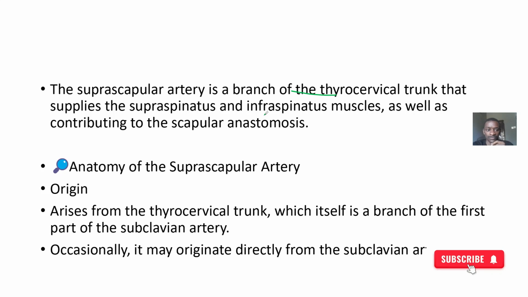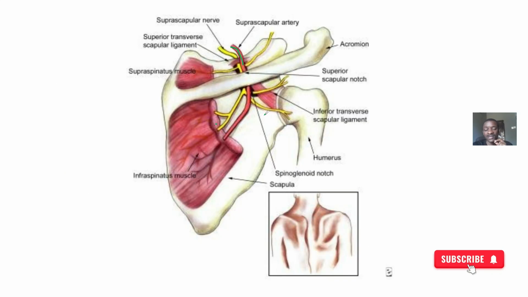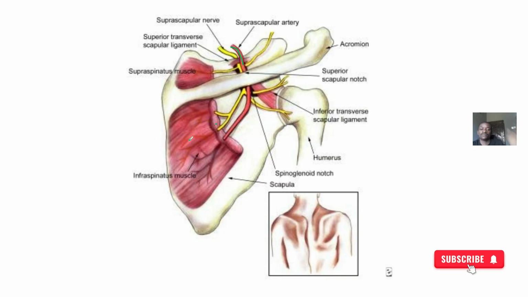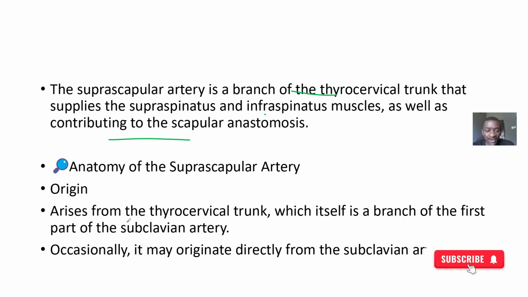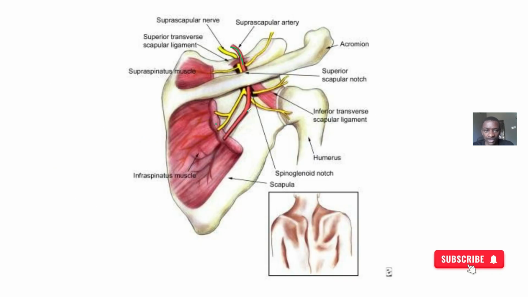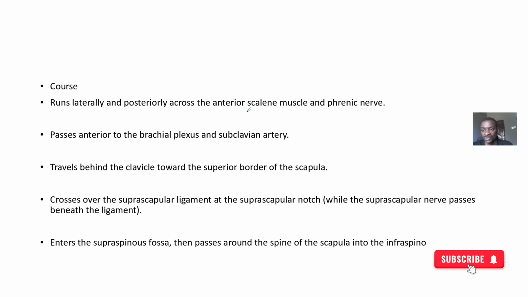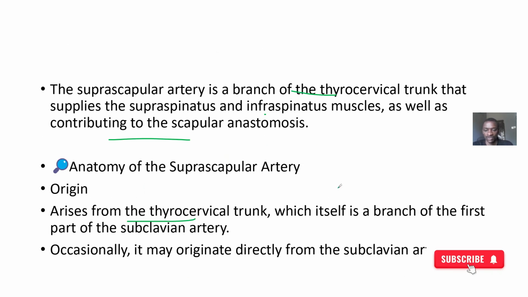Thyrocervical trunk. It supplies the supraspinatus muscles and the what? Infraspinatus muscles, as well as contributing to the overall blood network that is around what? The scapula. So anatomically, it arises from the thyrocervical trunk. Though not indicated in this picture, we have spoken about the thyrocervical trunk. So that's just it.